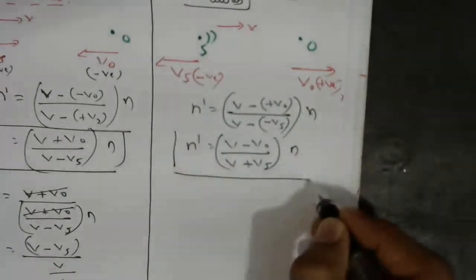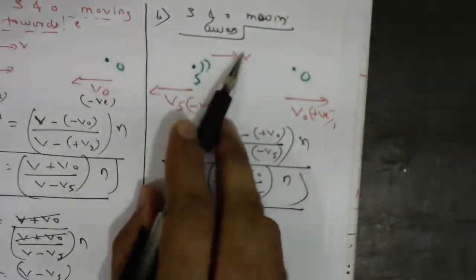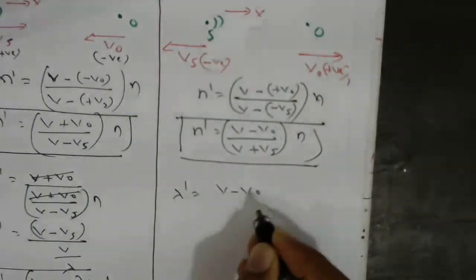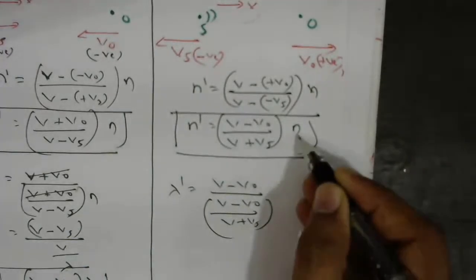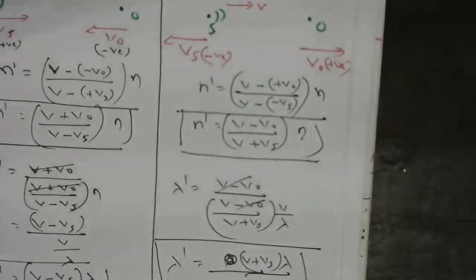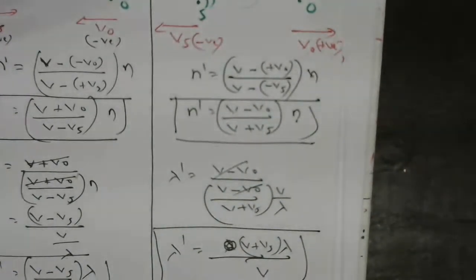This is the apparent frequency. For the apparent wavelength, the velocity of sound with respect to the observer: both are in the same direction, so we have to take negative, V minus V naught. Substitute the apparent frequency over here: V minus V naught over V plus Vs. This N can be written as V by lambda, and this gets cancelled. Lambda dash is equal to V plus Vs into lambda upon V. This is the apparent wavelength. This is case 2.